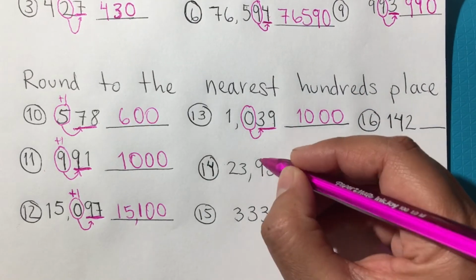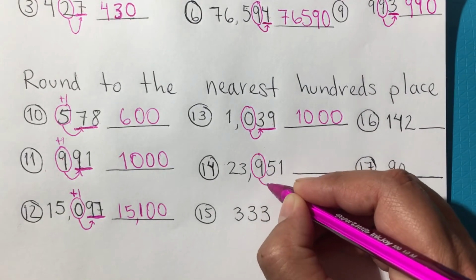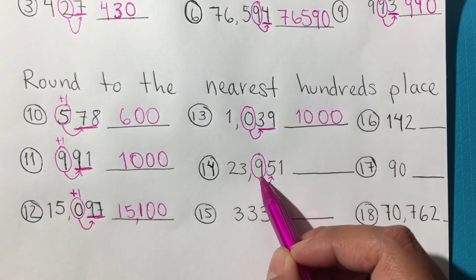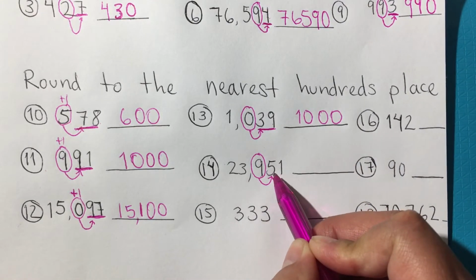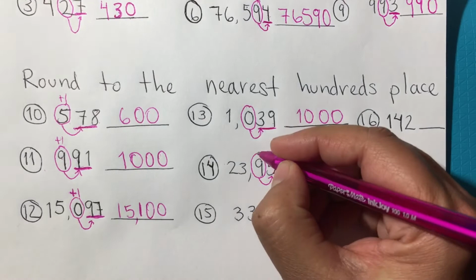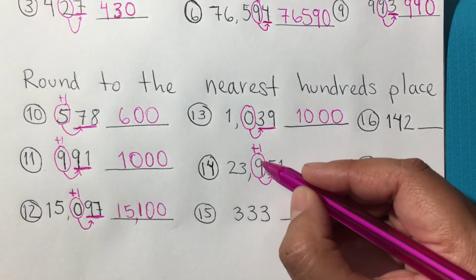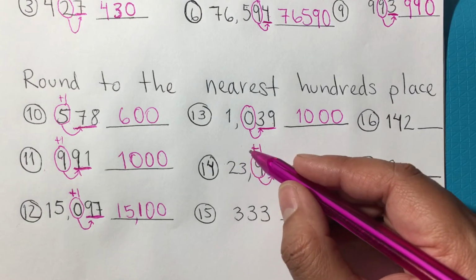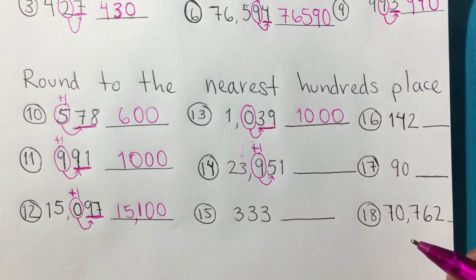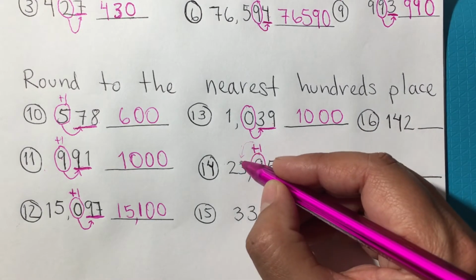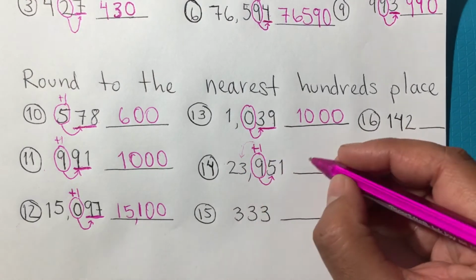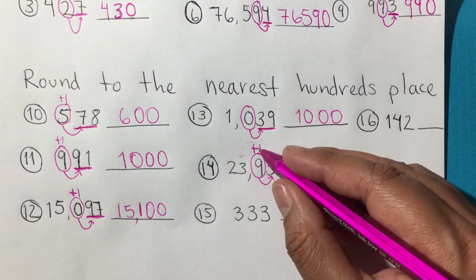Ones, tens, hundreds. It's a 9. And this is 5 or more. Whenever it's 5 or more, we add 1 in here. What happens when it's a 9? It ends up affecting this number as well. Se derrama, okay? It spills over, only when it's a 9 and you're adding one more.